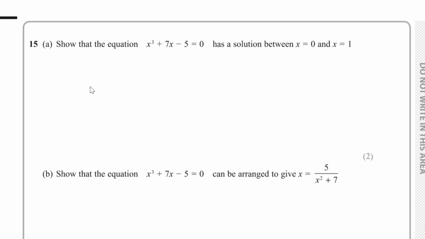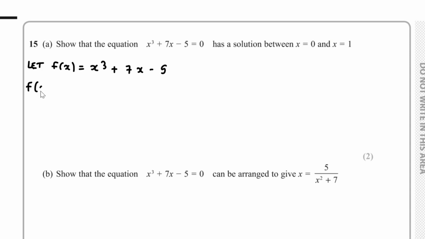Question 15, part A, we have to show that the equation x cubed plus 7x minus 5 equals 0 has a solution between x equals 0 and x equals 1. Well, first of all, we need to have something equal 0, and once we have that, we can define what f of x is. We can define f of x to equal x cubed plus 7x minus 5.